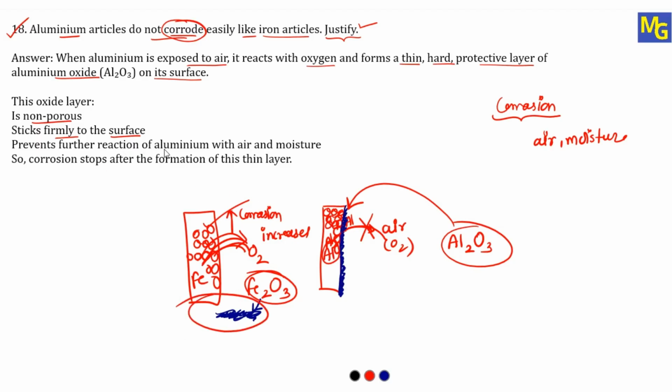Prevent further reaction of aluminum with the air and moisture. Because it remains attached to this article of aluminum, the next air will not enter inside this aluminum. It will remain as a protective covering on this aluminum. Next. So corrosion stops after the formation of a thin layer of aluminum oxide. And this is the explanation of question number 18.